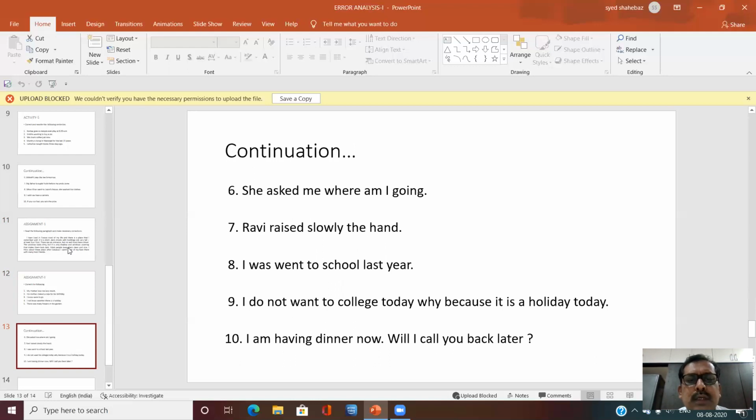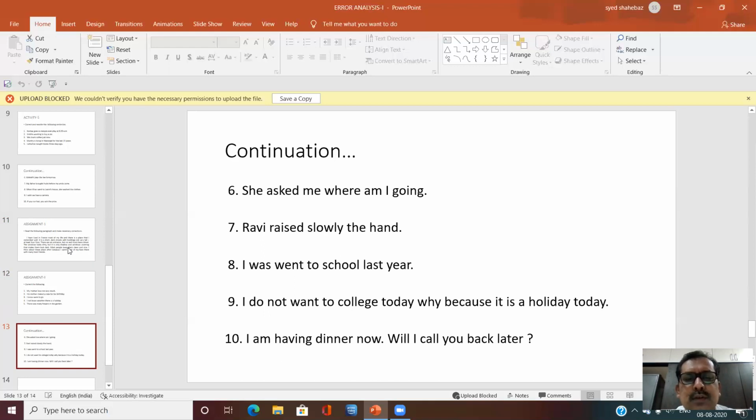She asked me where I am going. She asked me where I was going. Because the first part of the sentence is in past tense, in the second part we have to use past tense. She asked me where I was going.